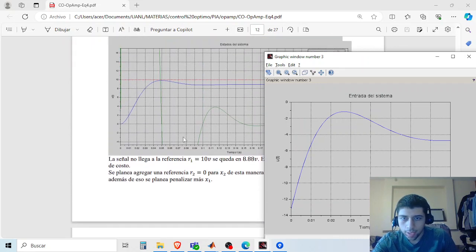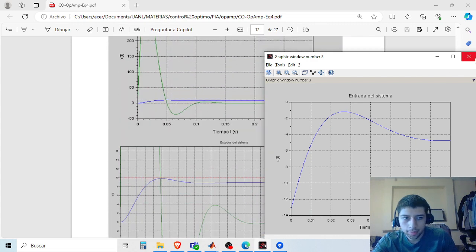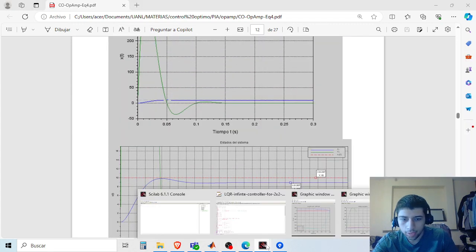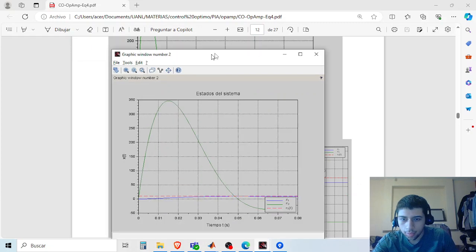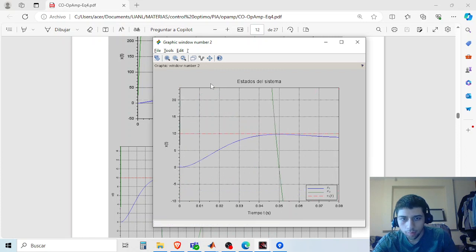So later we have the state dynamics. So let me display that. So here is the state dynamics, and if we zoom in on the first state, we see that it doesn't reach the 10 volts. It stays at, as we said, 8.88.